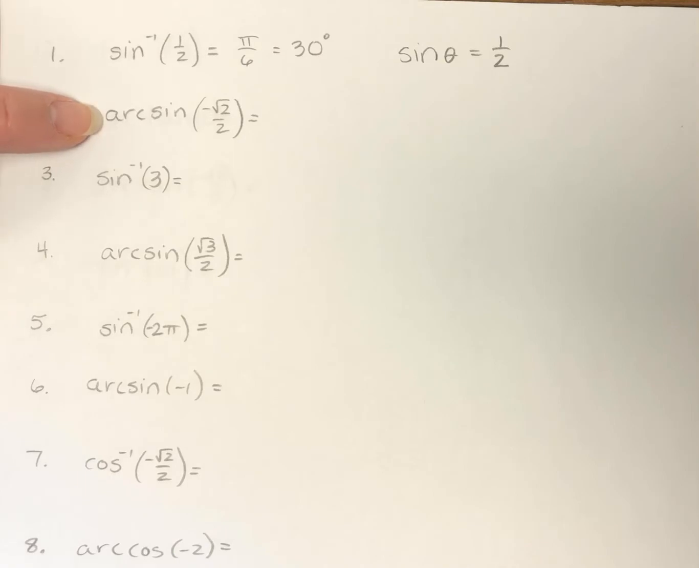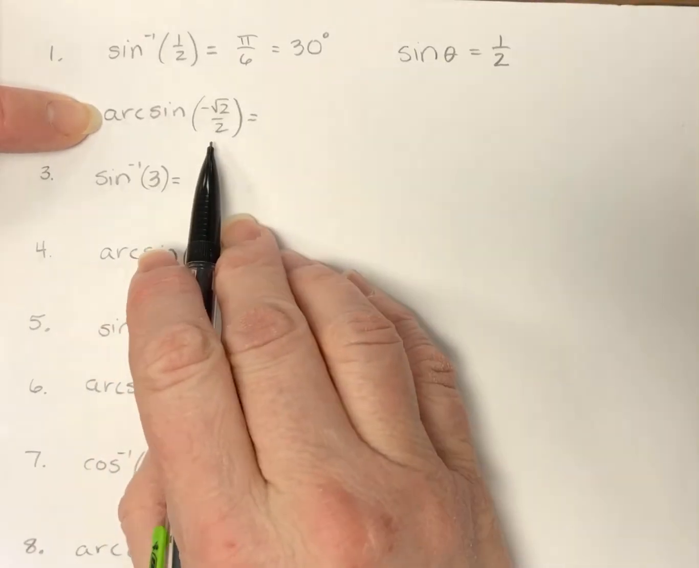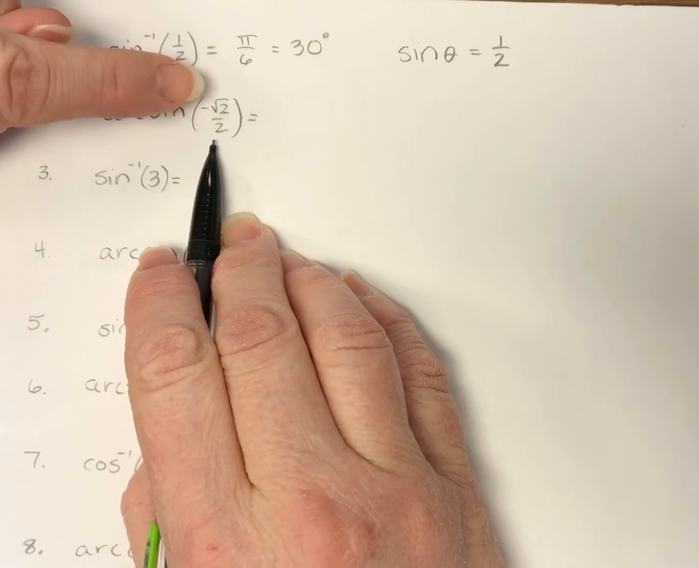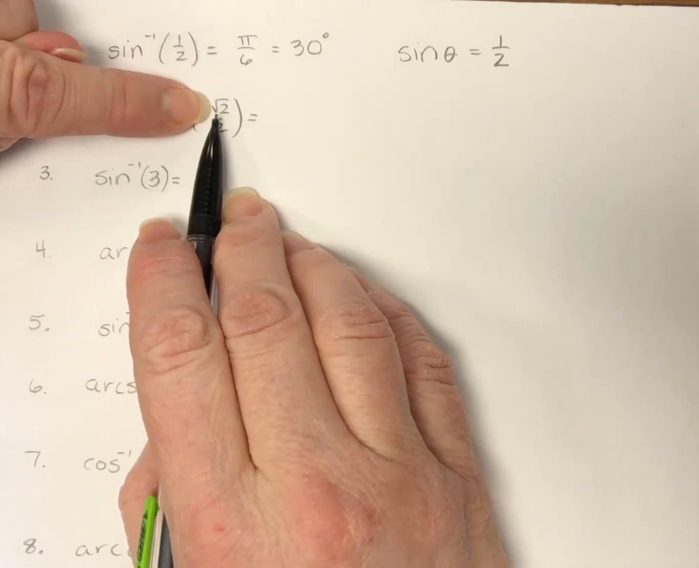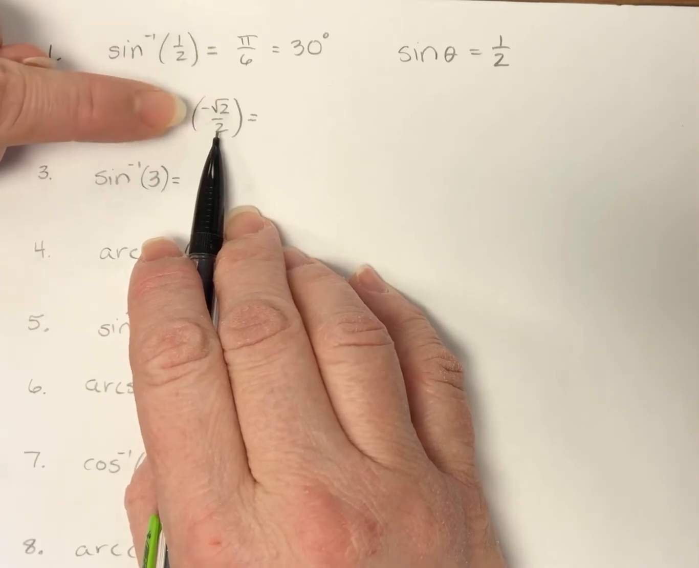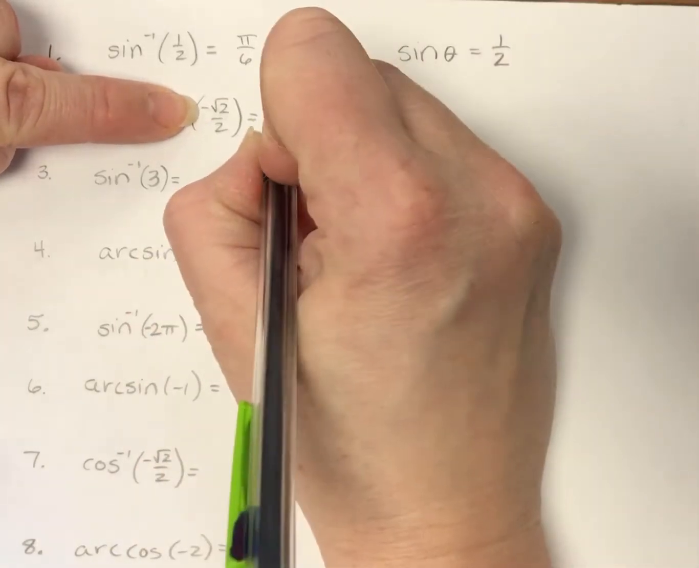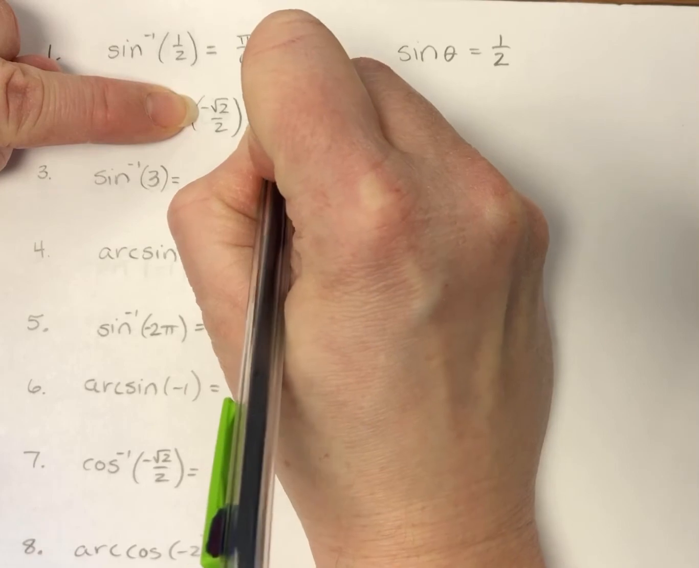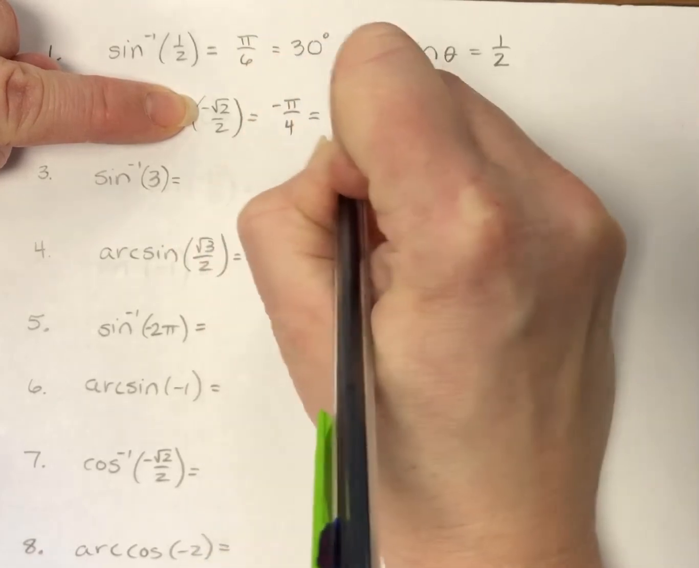So where is the sine equal to negative square root of 2/2? So the first thing I ask you is, where is the sine square root of 2/2? Well, at 45 degrees. But it's negative, so it's going to be at a negative 45 degrees or a negative pi/4.